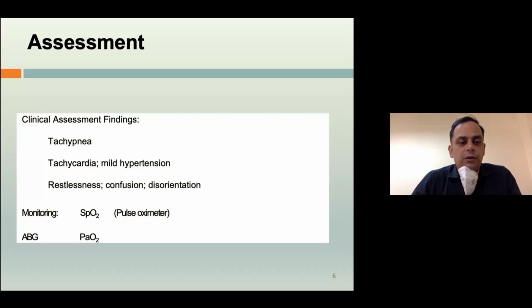The common monitor all of us are very used to is the pulse oximeter, and we use it very frequently in all different setups, including HDU, ICUs, OTs, everywhere. The last one, which is not available everywhere but is the preferred mode of monitoring, is ABG, that is, arterial blood gas analysis.